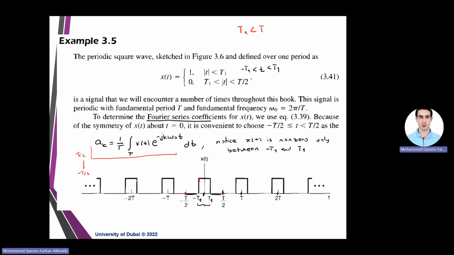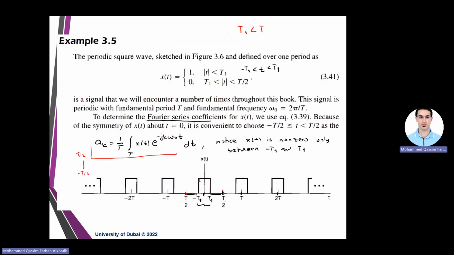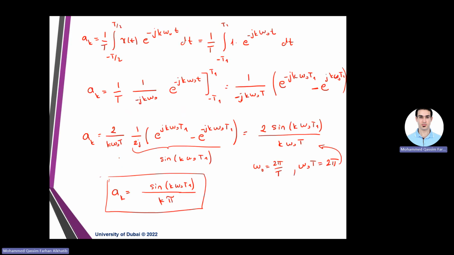To determine the Fourier series coefficients, you apply that expression here. C of k equals 1 over T, integration over the period, x of t e to the power -j k omega naught t dt. And you just substitute 1 here, and my period is T. So 1 over T, integrate. Solve, and you will get this answer here. A of k or C of k, the coefficient, is sine k omega naught t1 over k pi.